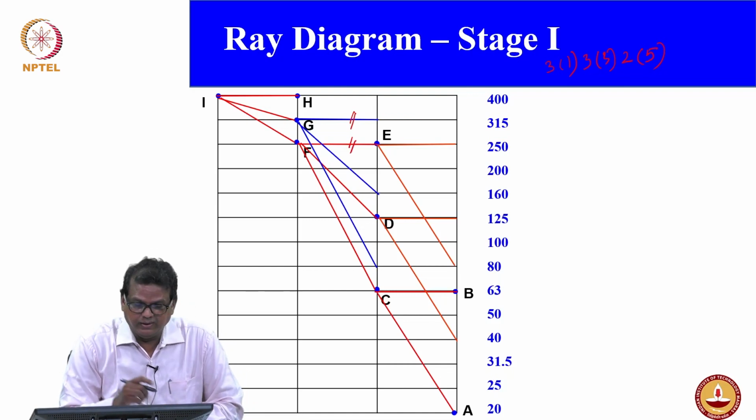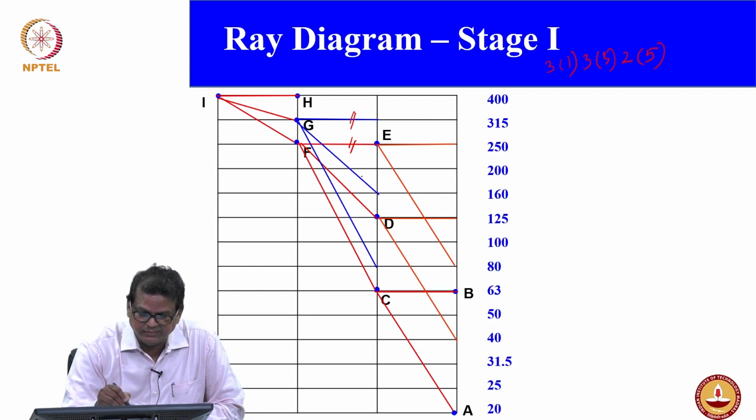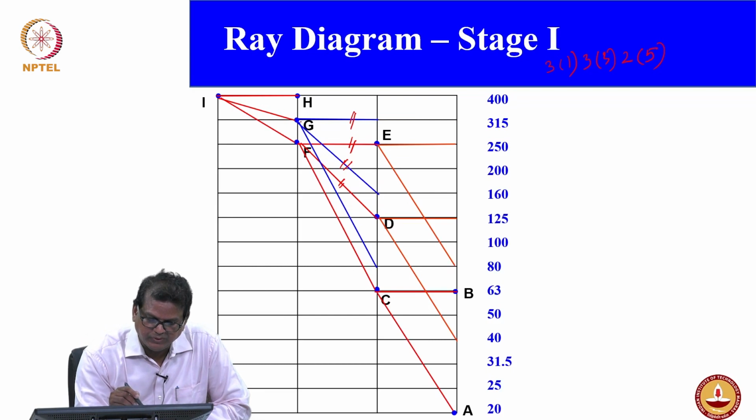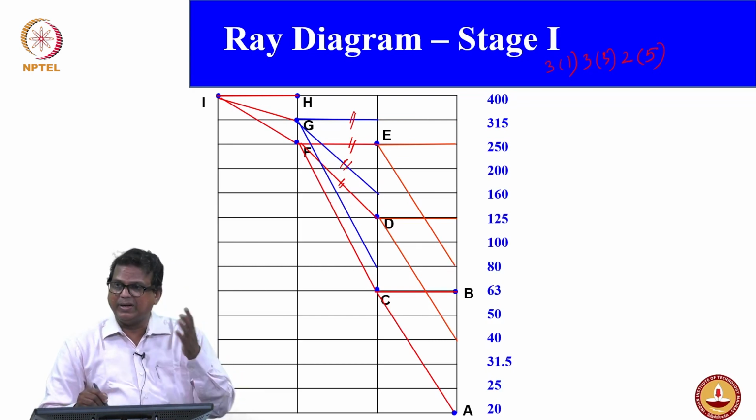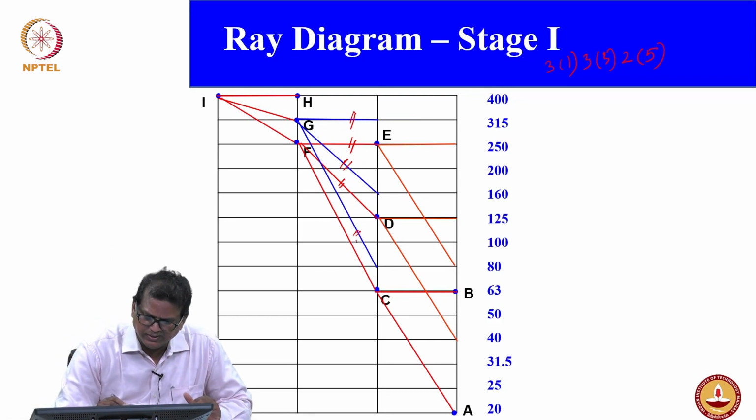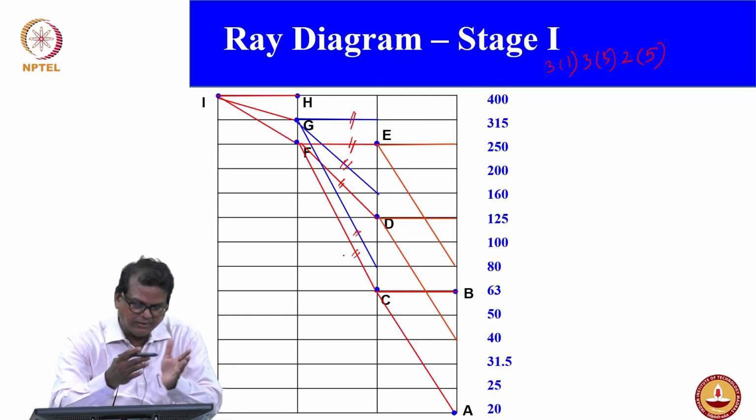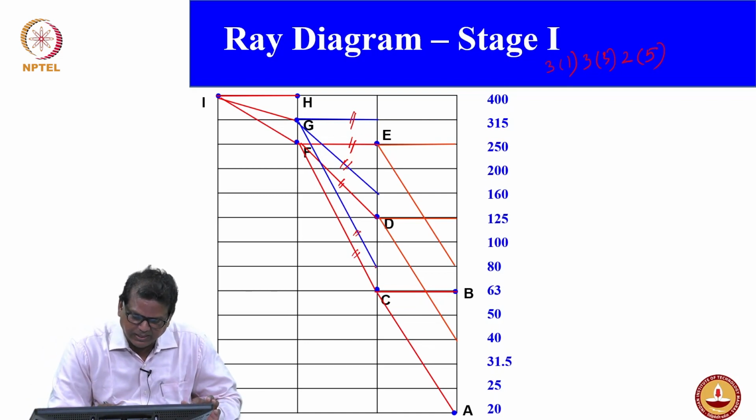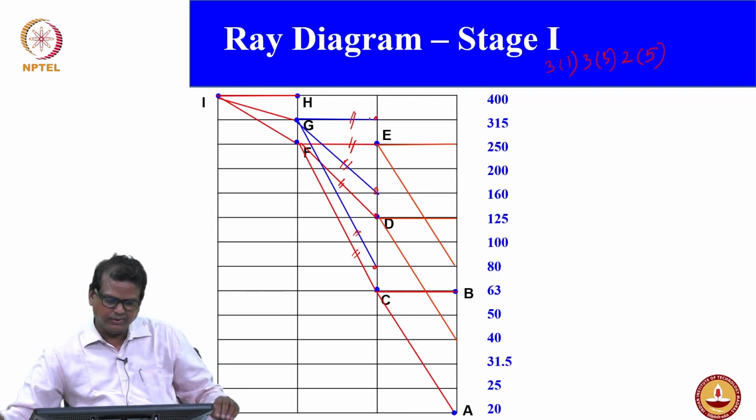Similarly, from the G point, this blue color is parallel to the F ray. Again, the third output from G should be parallel to the third output of F. You can see here the blue line as well as the red line. They are very parallel. Again, this one will have 2 outputs, and this will be 2 outputs, and this will be 2 outputs. Right. Let us see.